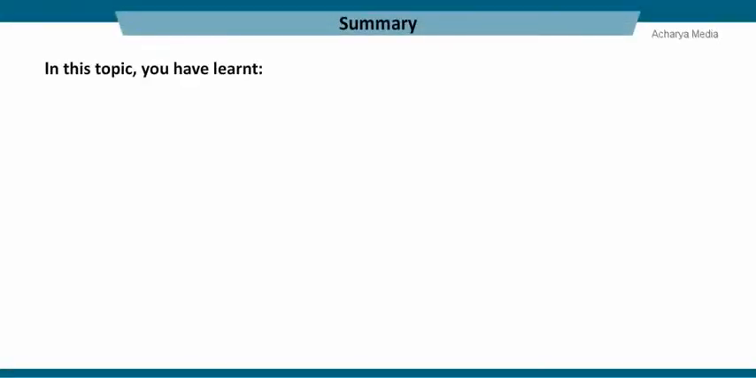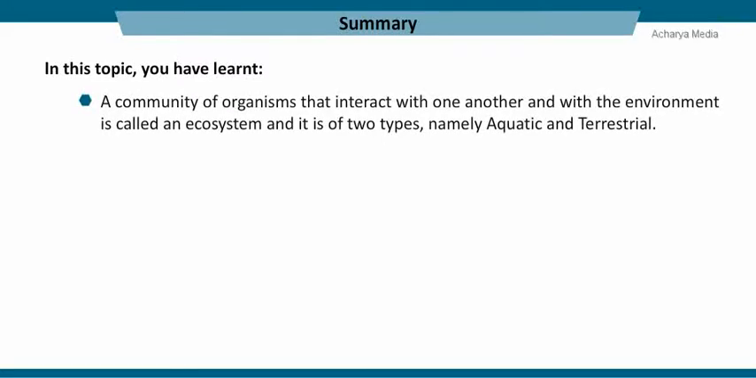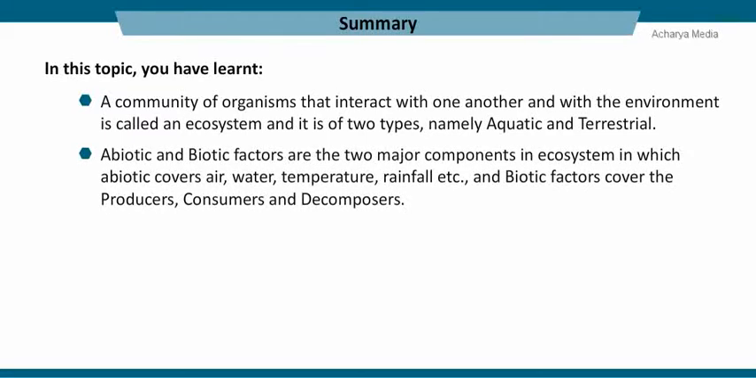In this topic, you have learned that a community of organisms that interact with one another and with the environment is called an ecosystem, and it is of two types, namely aquatic and terrestrial. Abiotic and biotic factors are the two major components in an ecosystem, in which abiotic covers air, water, temperature, rainfall, etc., and biotic factors cover the producers, consumers, and decomposers.